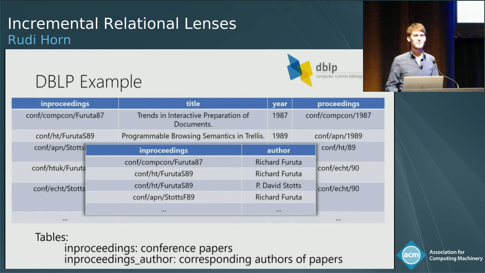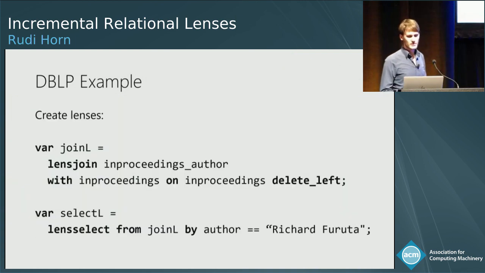And, sorry, computer science bibliography. And we've got two tables. The one table contains the conference papers, and another contains the corresponding authors of each paper. And let's say we get a request saying there's something wrong with one of the entries for Richard Peruta, so we're told let's go investigate.